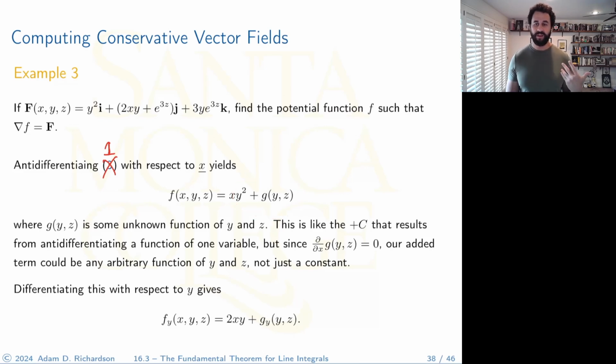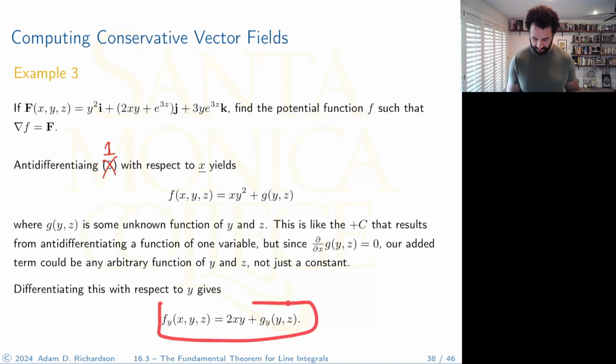So again, we're kind of working through what this potential function would have to be to satisfy those 3 equations that we saw on the previous slide. Now what we're going to do is take this result and differentiate it with respect to y. So differentiate with respect to y, and you find that the partial derivative of f with respect to y has to be 2xy plus the partial derivative of g with respect to y.